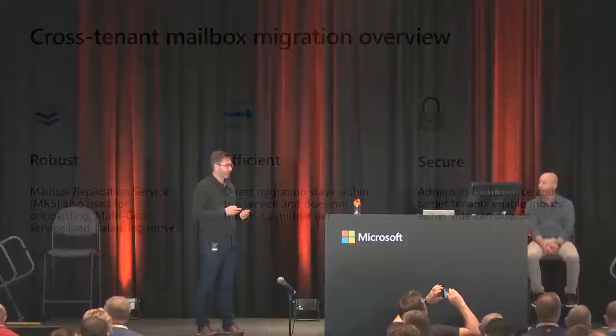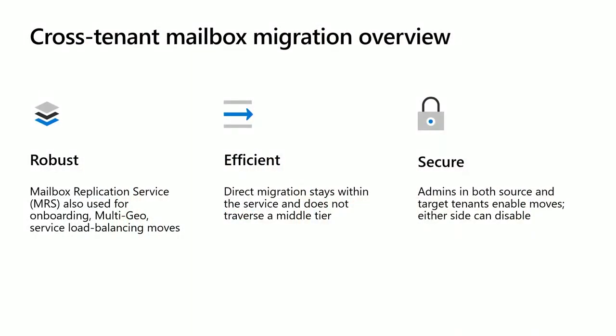So a little bit more about the cross-tenant mailbox migration tech that we just talked about. The first thing to note is that this is very, very robust technology that uses the same Mailbox Replication Service that we use for onboarding moves, we use for cross-geo moves for tenants who are deployed in a multi-geo topology, and is also just used for regular load balancing of mailboxes around the service to keep the load even.